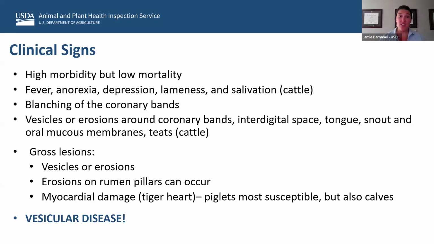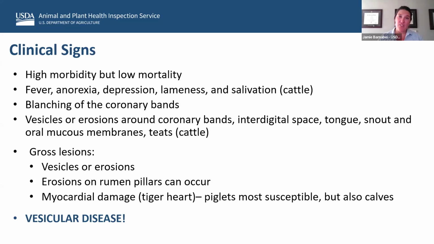So we do see erosions on the rumen pillars on necropsy. We actually had really excellent lesions in the last course. It's very cool to see because you don't always necessarily get those. And then when we do see fatalities due to foot and mouth disease, as I said, it's usually in younger animals. And what we're seeing is that the virus, for whatever reason, has the opportunity to hit the heart.